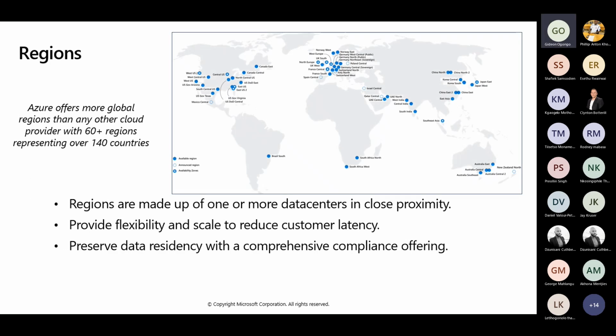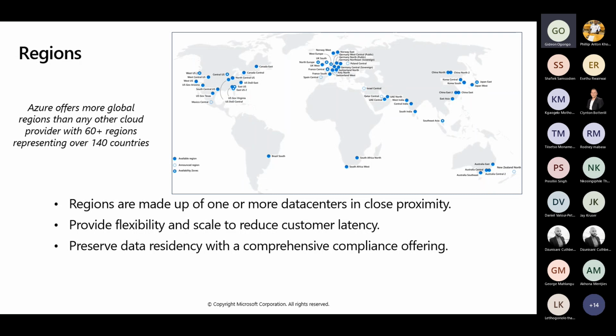So when you talk about Azure regions, you are literally talking about a data center in a particular physical location. Azure offers more global regions than other cloud providers, with 60+ regions represented over 140 countries. So an Azure region is essentially a physical data center in a particular location across the world. And one of the reasons why Microsoft Azure is so popular is because they have more regions than most other cloud providers in the market.